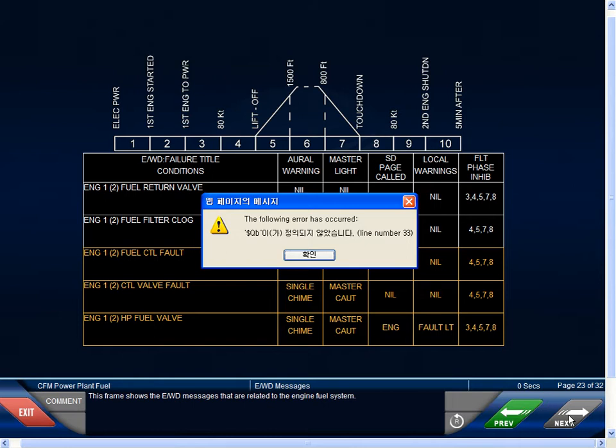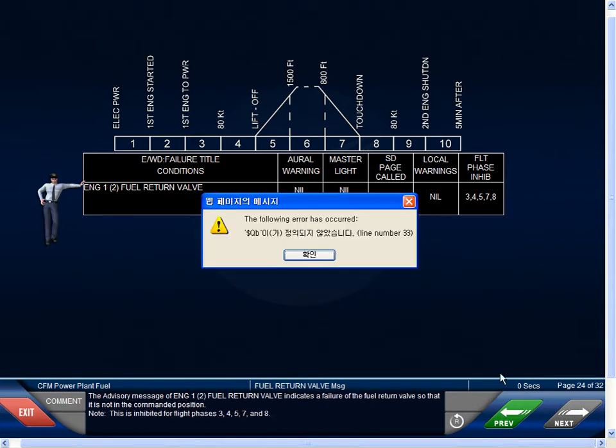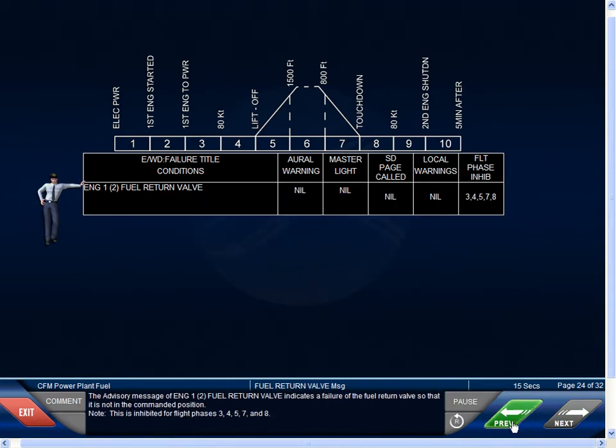This frame shows the EWD messages that are related to the engine fuel system. The advisory message of engine 1 or 2 fuel return valve indicates a failure of the fuel return valve so that it is not in the commanded position. Note, this is inhibited for flight phases 3, 4, 5, 7, and 8.